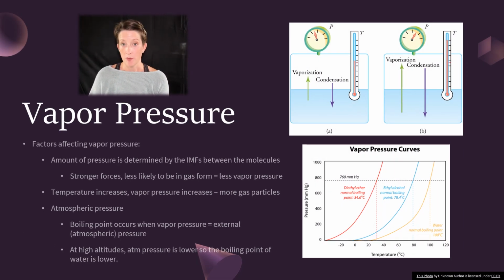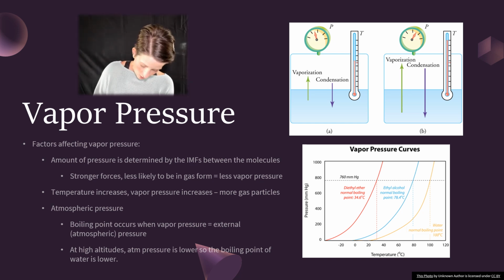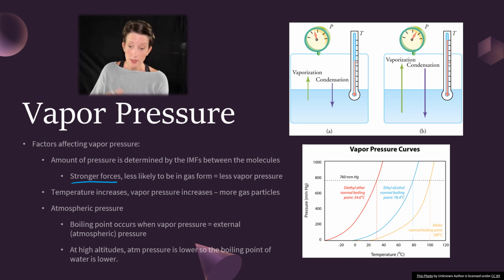Factors that affect vapor pressure. A lot of it comes down to the intermolecular forces interacting between the molecules of the substance that we are looking at. The stronger the force, going from dispersion to dipole-dipole or ion-dipole to hydrogen bonding, the less vapor pressure you're going to have, because there are fewer particles that can escape from the liquid state to the gaseous state.